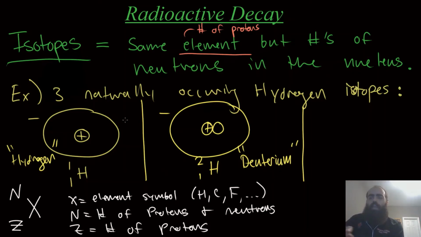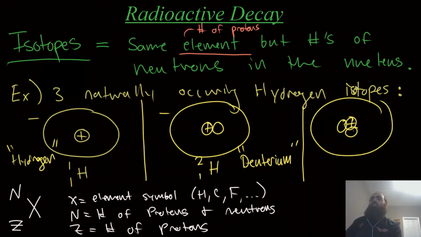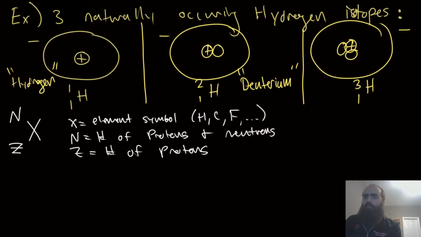Then there's a third isotope of hydrogen, where you're just changing the number of neutrons. This third isotope has 2 neutrons in the nucleus, so there are 3 particles in the nucleus in total. This would be written as 3H1, and the name for this isotope is tritium.